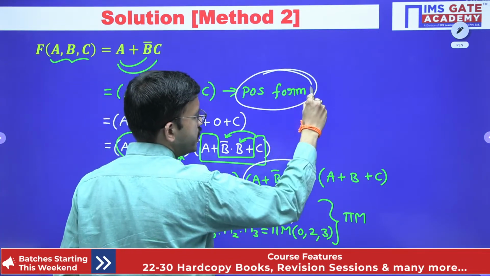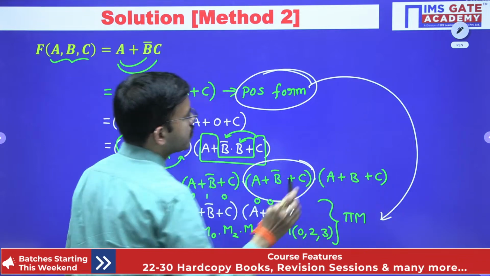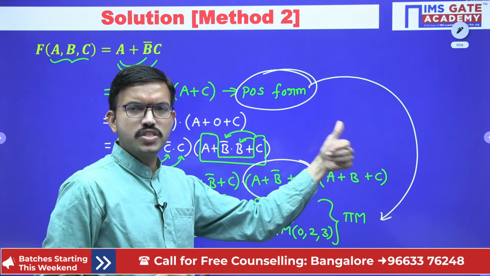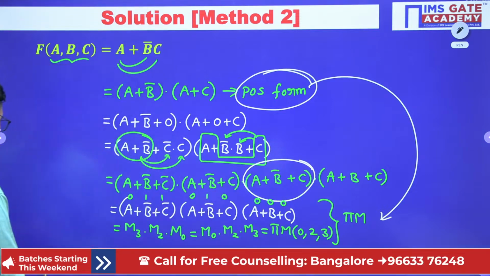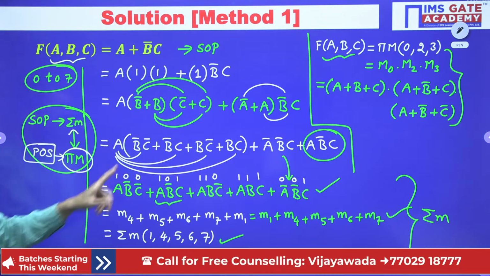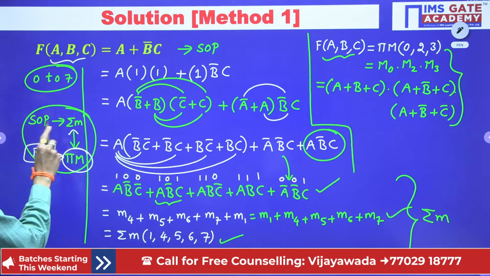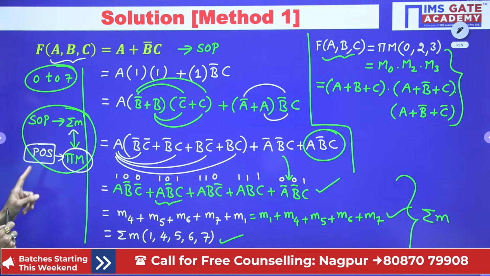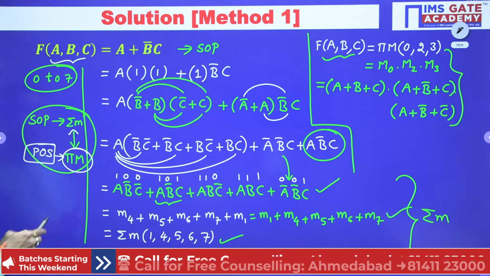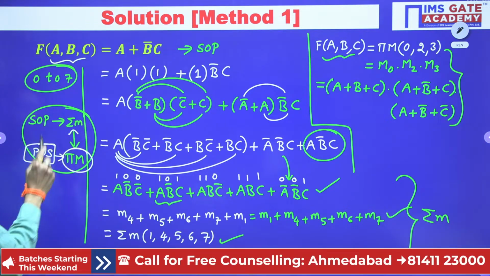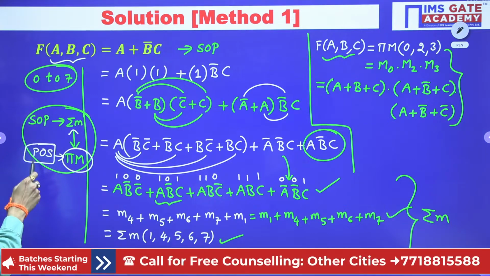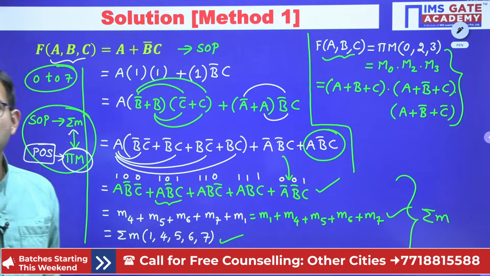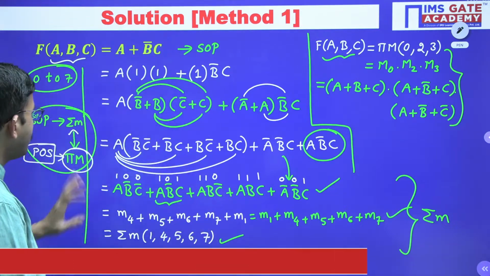So from POS you will get pi capital M. After that, if you want, you can convert into sigma m, like that. Okay. So in the previous method, initially we had SOP. From SOP we got sigma m, and after sigma m we got pi capital M. Similarly, if you want to get pi capital M directly, first of all arrange the given function to POS. If you have POS, you will get pi capital M, and with the help of pi capital M we can get sigma m. Okay. So this is the conventional approach.